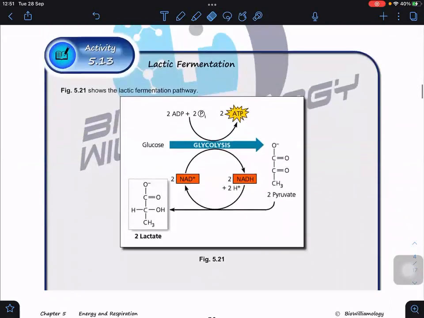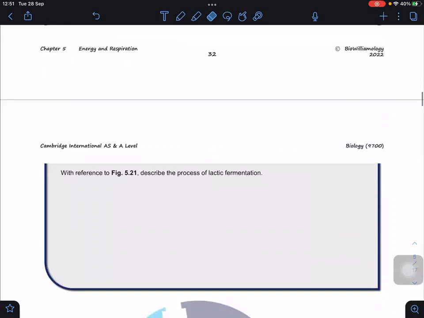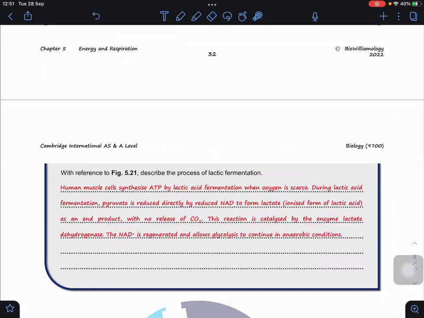Lactic fermentation, similar in this process. With reference to figure 5.21, describe the process of lactic fermentation. So basically very simple. Human muscle cells synthesize ATP by lactic acid fermentation or lactate fermentation when oxygen is limited. During the process, pyruvate is reduced directly by reduced NAD to form lactate, which is the ionized form of lactic acid, as the end product with no release of CO2, so no decarboxylation. This reaction is catalyzed by the enzyme lactate dehydrogenase. So the NAD plus is regenerated, allowing glycolysis to continue in anaerobic conditions.